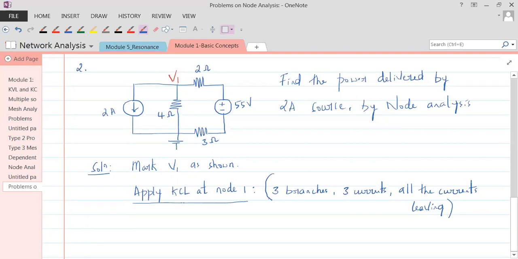How to apply KCL now? Okay, let's understand what this current is. This current is 2, so 2 ampere is leaving, so it is 2 plus. Here it's 2 plus, because that itself is the current. Then the current in the 4 ohm resistor. What is this current? This is V1 by 4. Understand that it is V1 by 4.